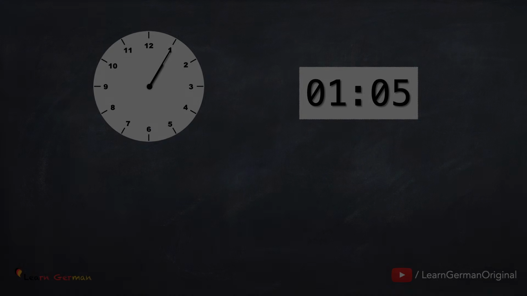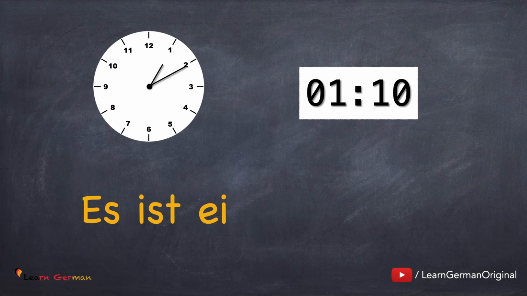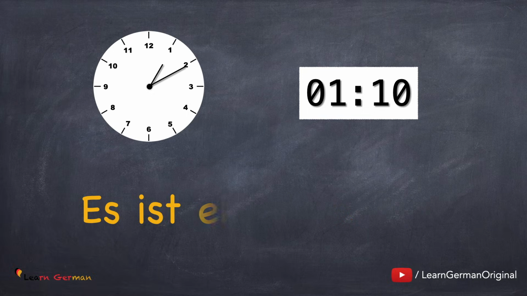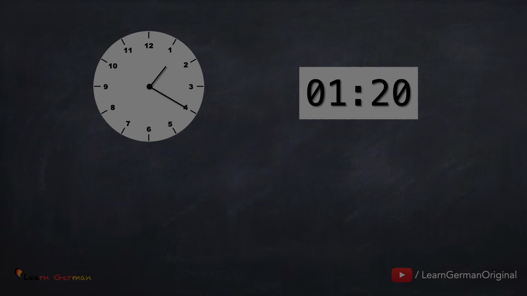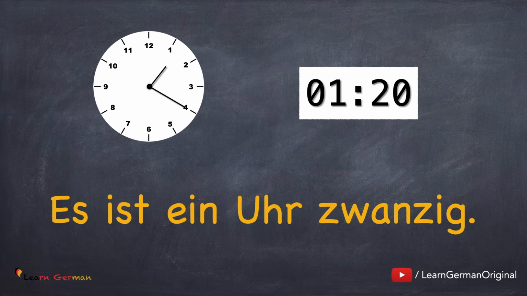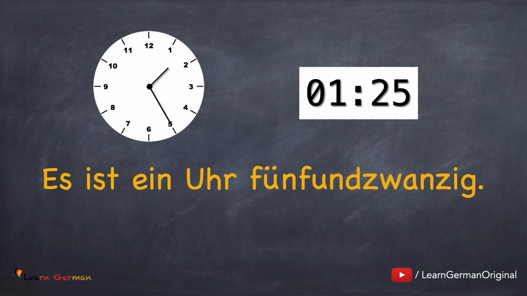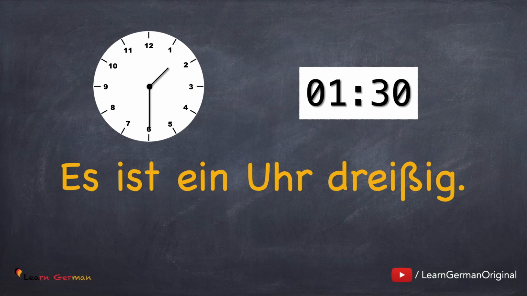Let's get into the details now. Es ist 1 Uhr 5. Es ist 1 Uhr 10. Es ist 1 Uhr 15. Es ist 1 Uhr 20. Es ist 1 Uhr 25. Es ist 1 Uhr 30.